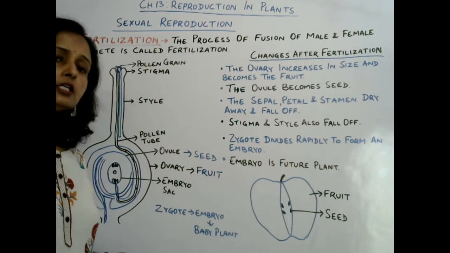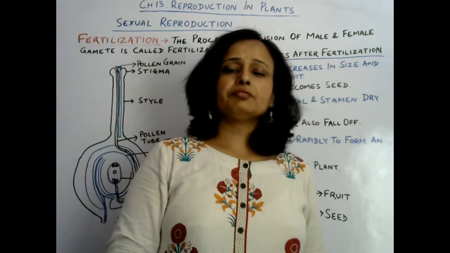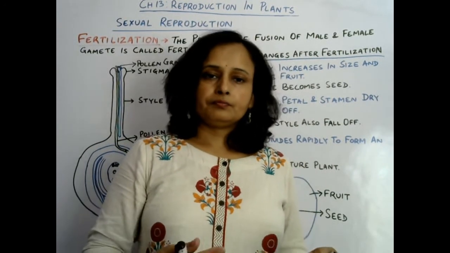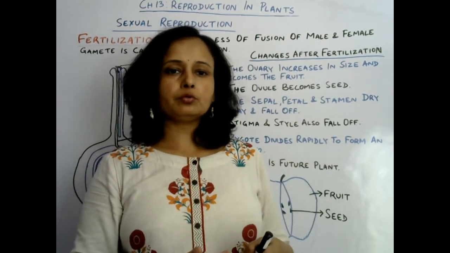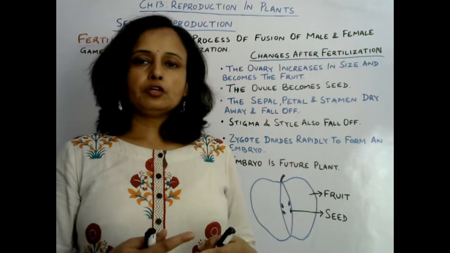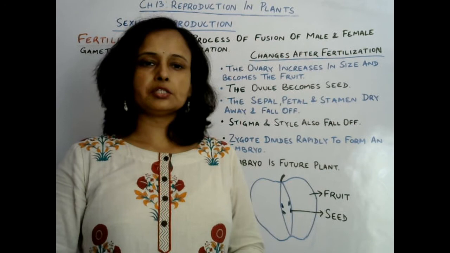Okay. After fertilization, what kind of changes occur? So basically, after fertilization, ovary becomes fruit. Ovary increases in size and becomes fruit after swelling up, and ovule becomes seed. So these are the changes we can observe after fertilization.